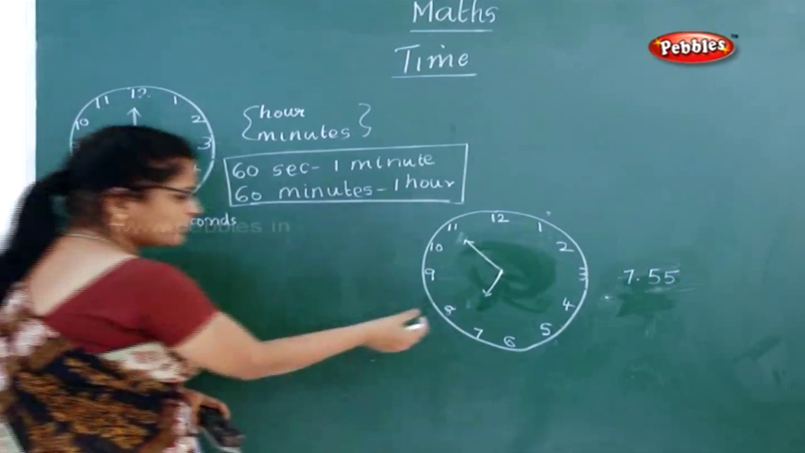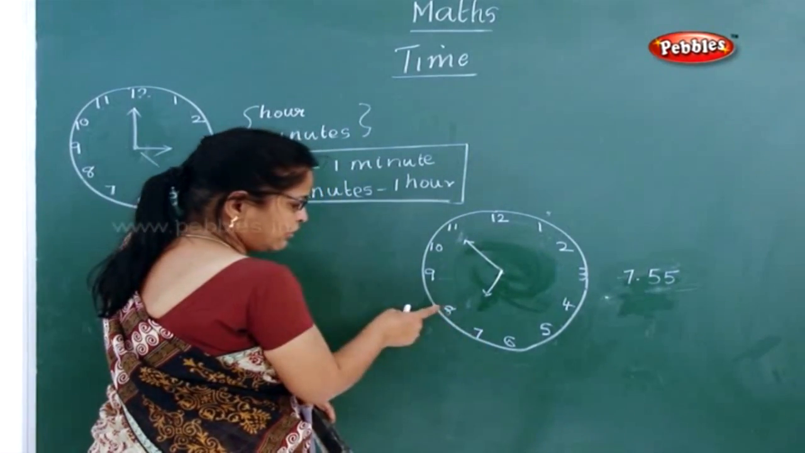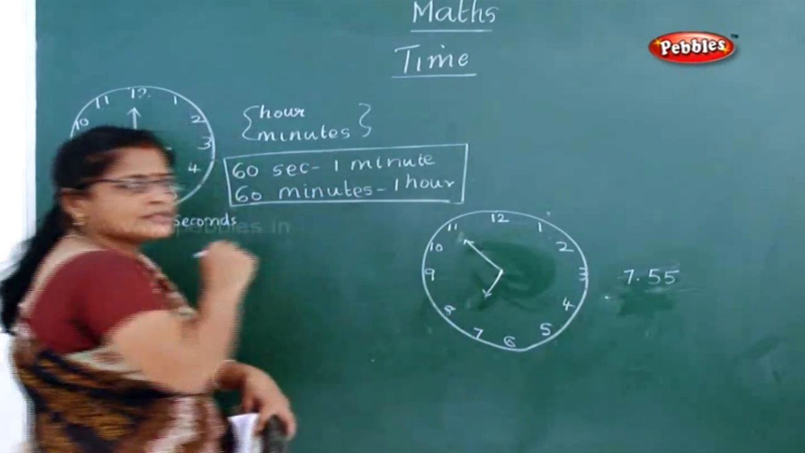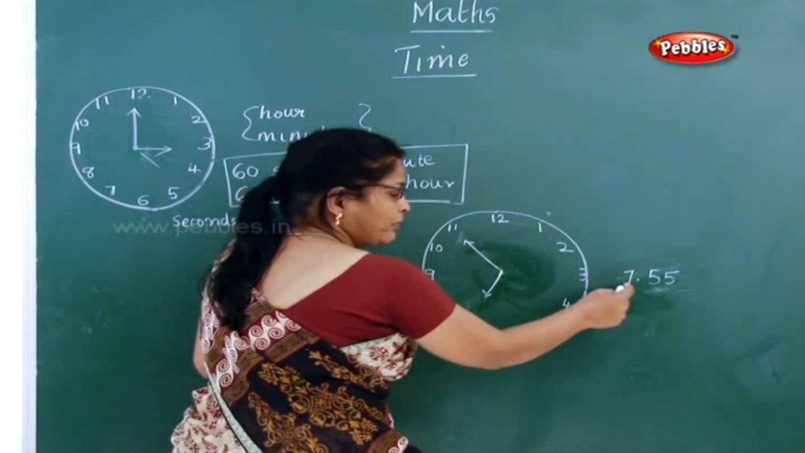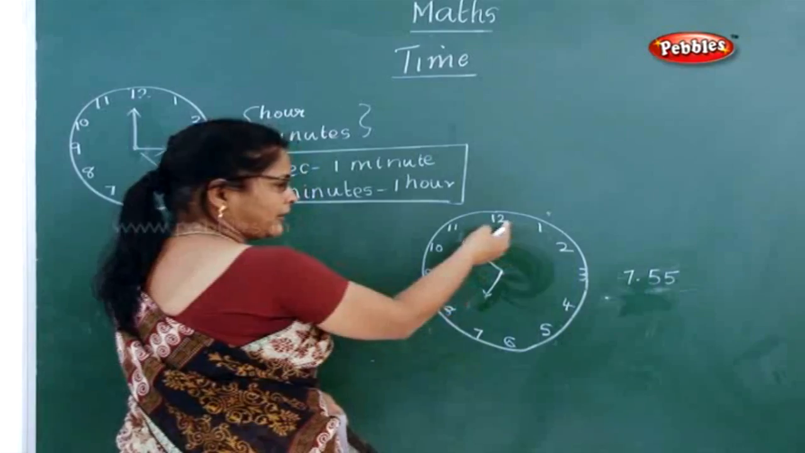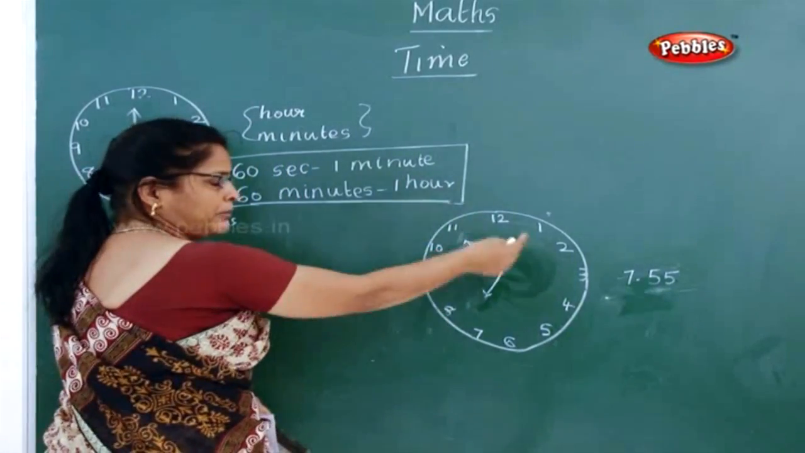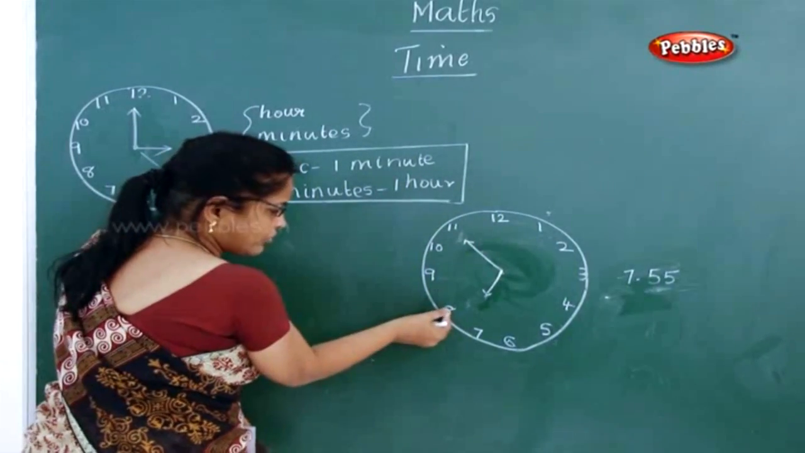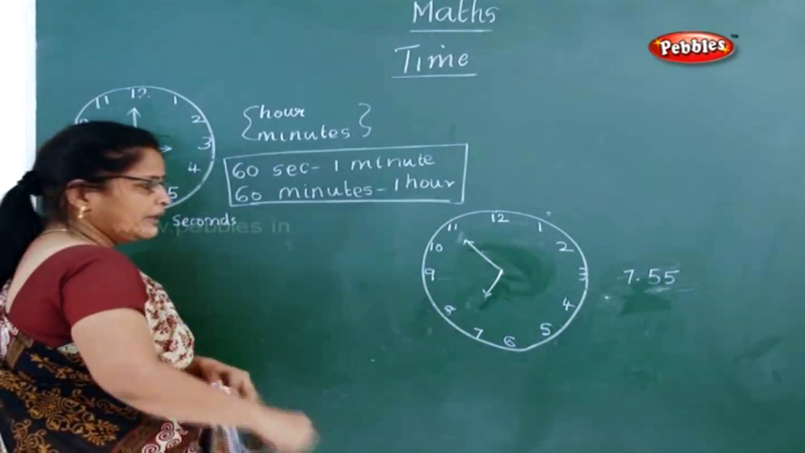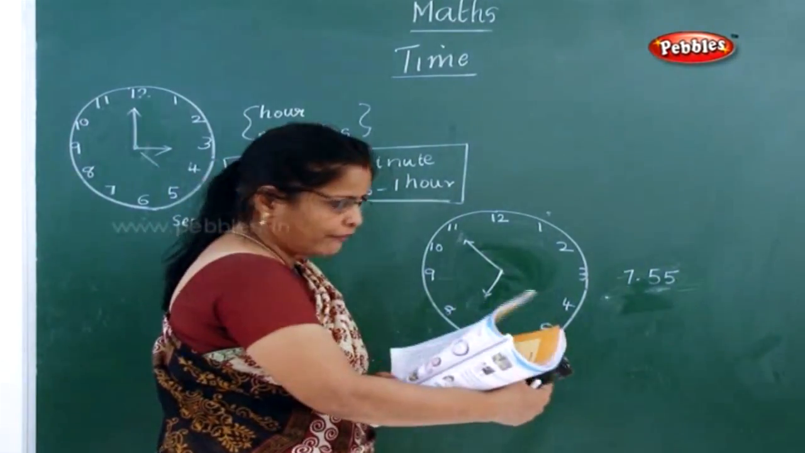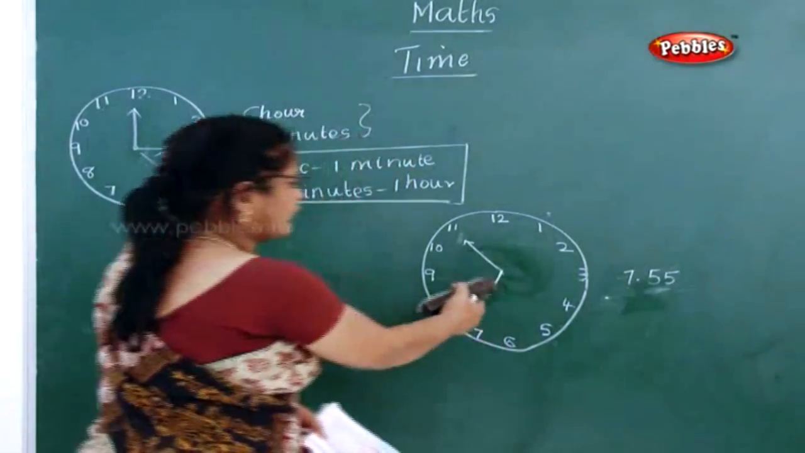Is it clear now? So, it should not be just straight to 7 or 8. It should be a little in between 7 and 8. Because after 7:50 it will come to 60, so it means it will become 8 o'clock. So the small hand should not be straight at 8 or 7. It should be in between. Is it clear now? Now what is the next one? 4:45. Are you clear with the 7:55?